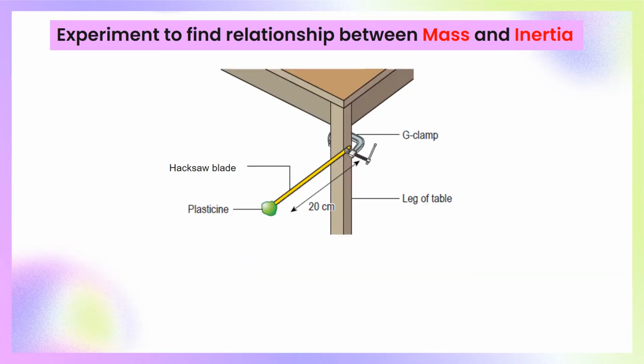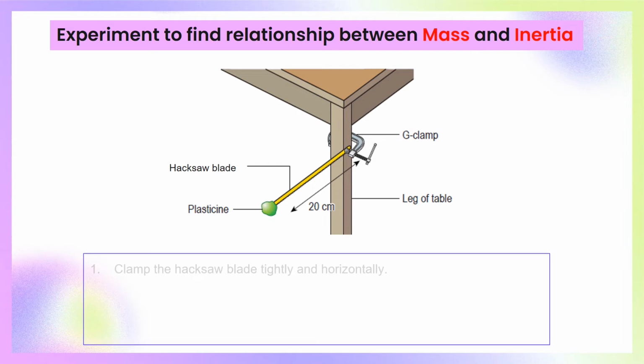This picture shows how we set up the apparatus. Okay, this is the G-clamp, and it is clamped at the leg of the table. This is the hacksaw blade, and this is the plasticine which is put at the end of the hacksaw blade.